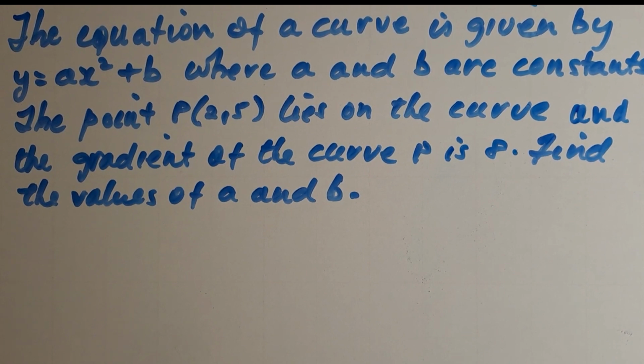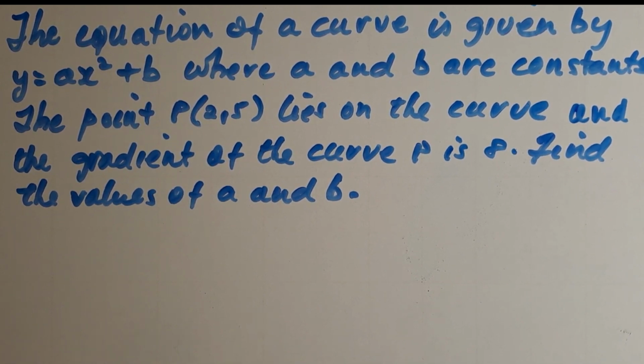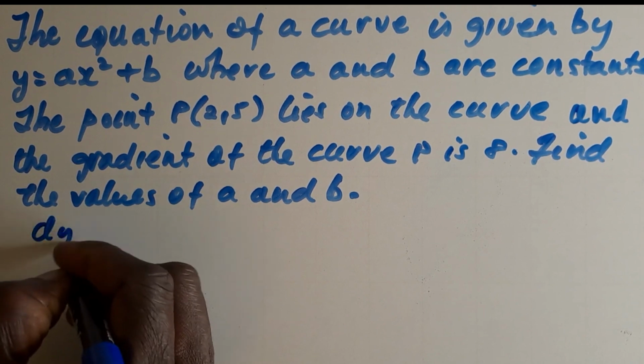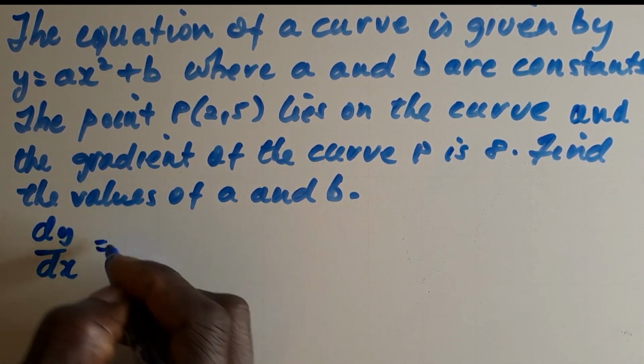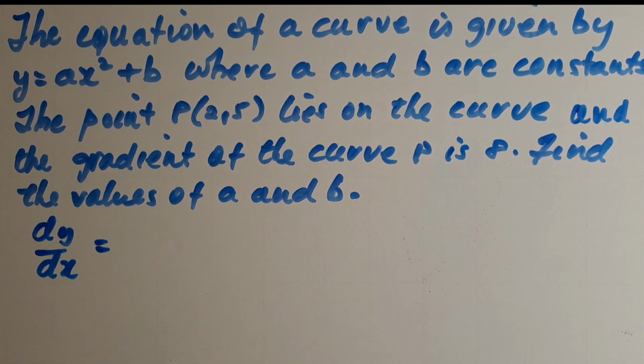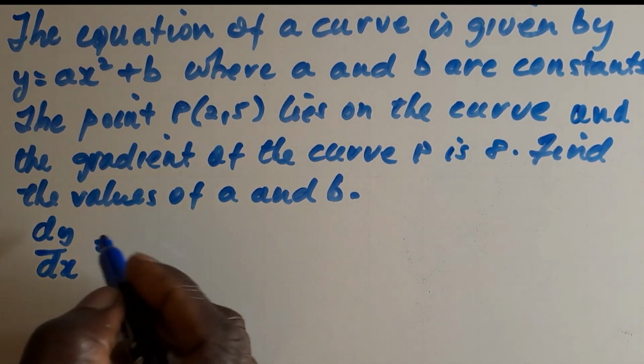The equation of a curve is given by y is equal to ax squared add b, where a and b are constants. The point P(2, 5) lies on the curve, and the gradient of the curve at P is 8. Find the values of a and b. Well, we know for this curve, its gradient is dy/dx. So if we differentiate y is equal to ax squared add b, we can find what the gradient is.